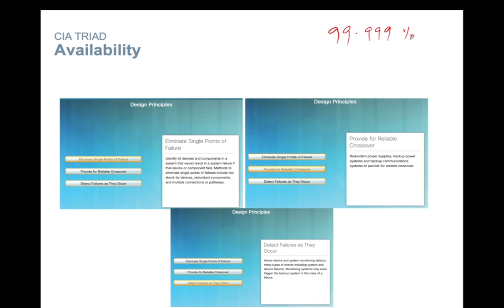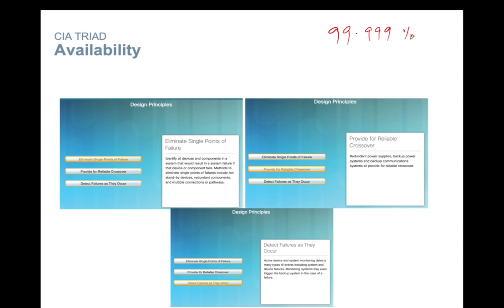It means identify all devices and components in a system that would result in a system failure if that device or component fails. The methods to eliminate a single point of failure include hot standby devices and redundant components. The second principle is to provide for reliable crossover. Reliable crossover means redundant power supplies, backup power systems, and backup communication systems all provide for reliable crossovers. The third design principle is detect failures as they occur.